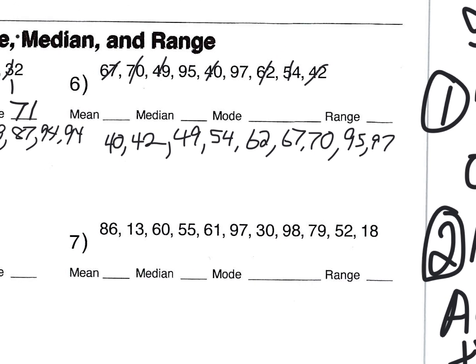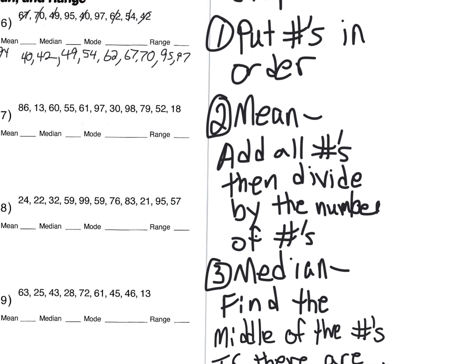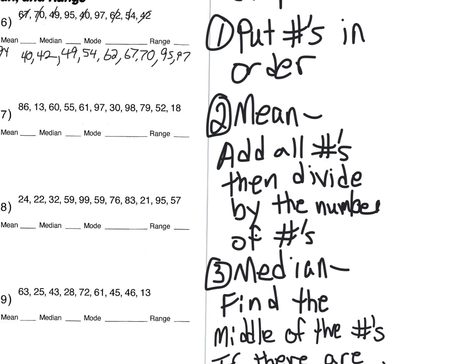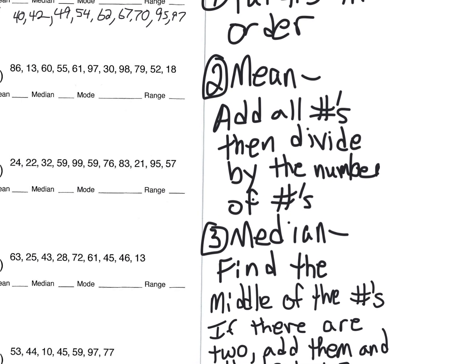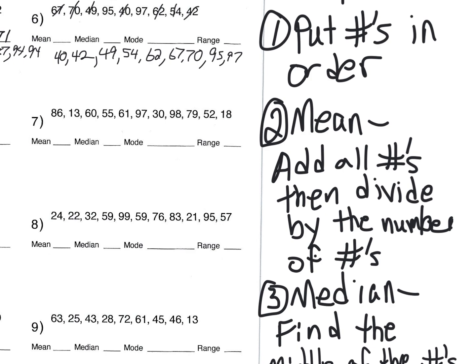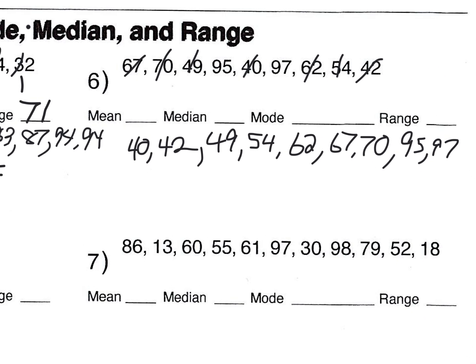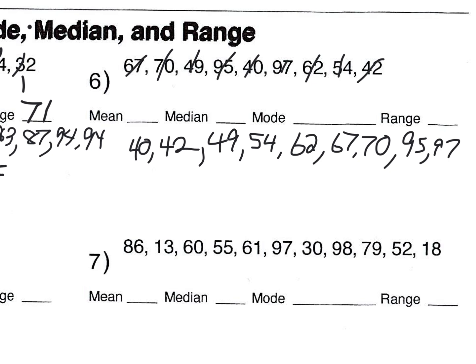Okay, once again, find a mean. If you're in doubt, all you have to do is slide this over. Rewind the video and you can see finding the mean: add all numbers, then divide by the number of numbers. So I'm going to add them all together and then divide by 1, 2, 3, 4, 5, 6, 7, 8, 9.